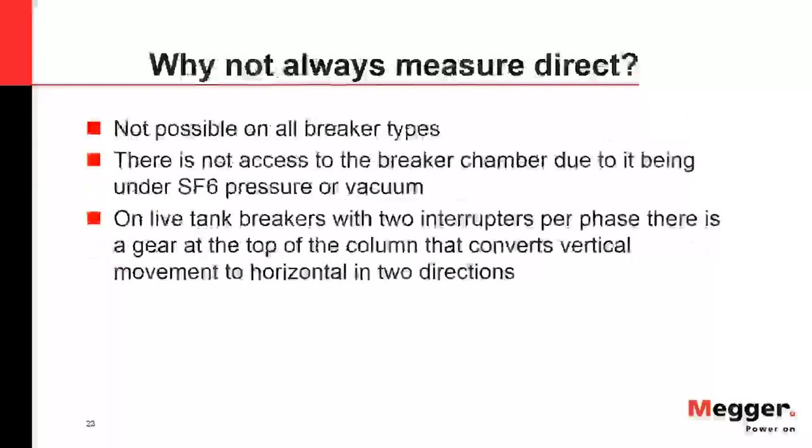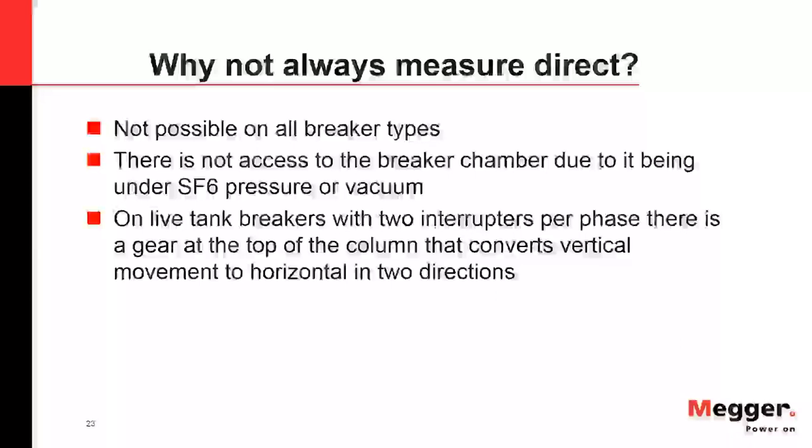So with that being said, why don't we always measure direct? I mean, it would be nice. We wouldn't need to know conversion factors and all that. But the problem is it's just not always possible. It depends on the type of breaker. Sometimes with your SF6, you have gas in there. You can't open it up and connect to it. Well, you could, but then you can't operate at the same speed because that gas acts as a dampener. Same thing, you can't get access to the vacuum bottles.